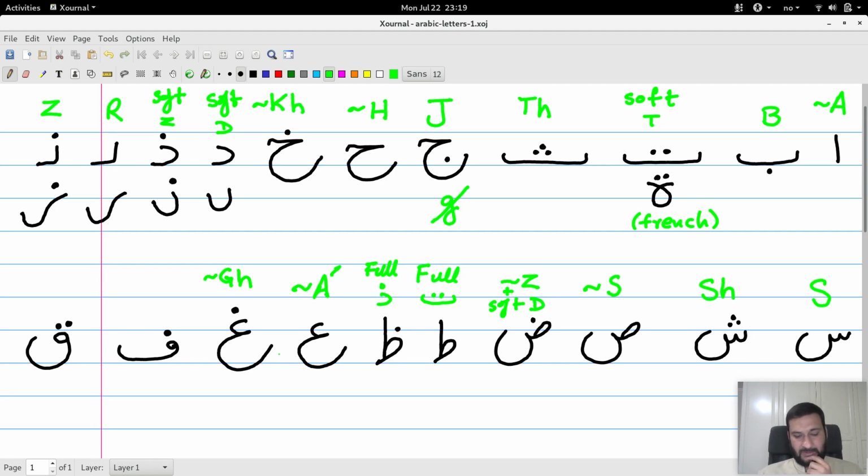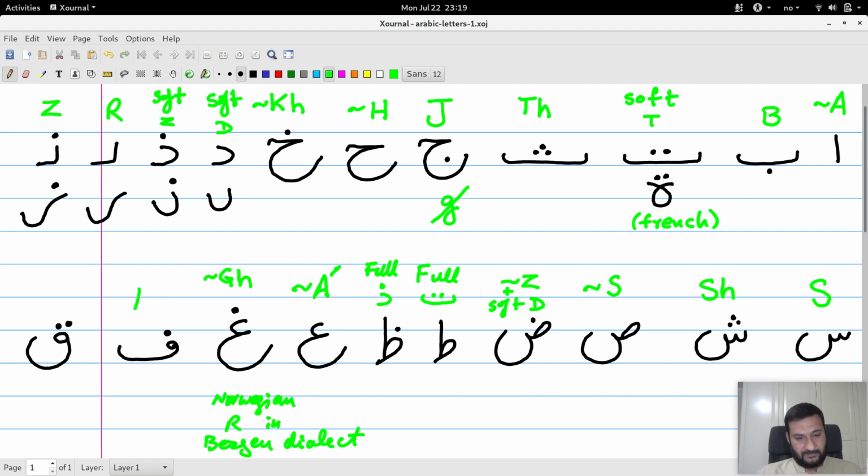But this sound is, I would say, I would write here Norwegian R in Bergen or Western Norway dialect. And this ghain sound is in French also, so you can get it from there.